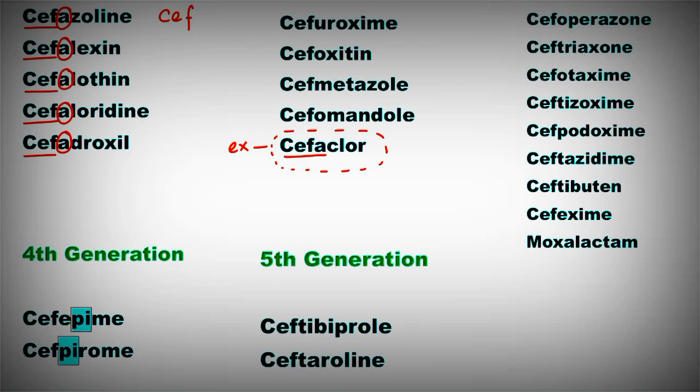Here the differentiating part is role, R-O-L. If role is present in the name, it belongs to fifth generation. Now suppose there is no A after Ceph and there is no pi or role in the name, so it cannot be first generation, it cannot be fourth generation, and it cannot be fifth generation.